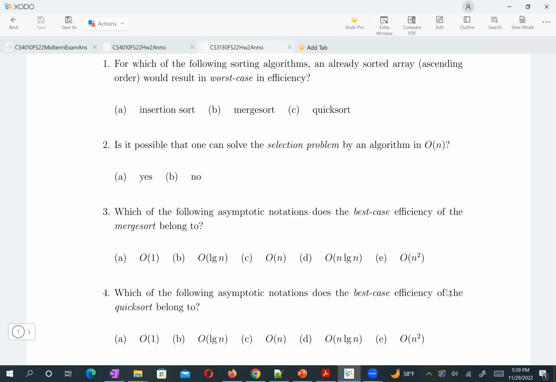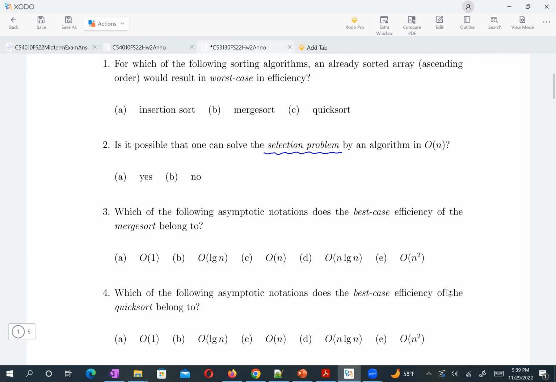Say a few words, a few things about the second one. Here we talk about the selection problem. So we know the selection problem, find the kth smallest, right?